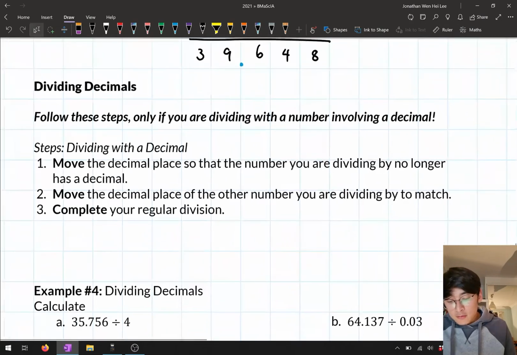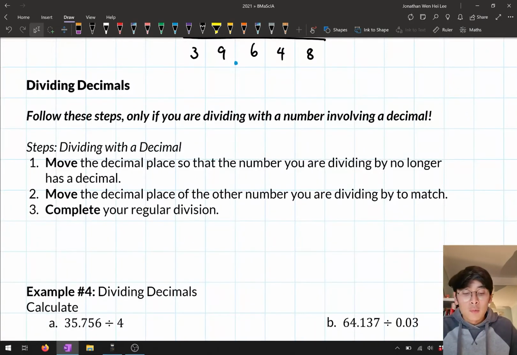So for the following steps, if you have a read here, follow these steps only if you're dividing with a number involving a decimal.